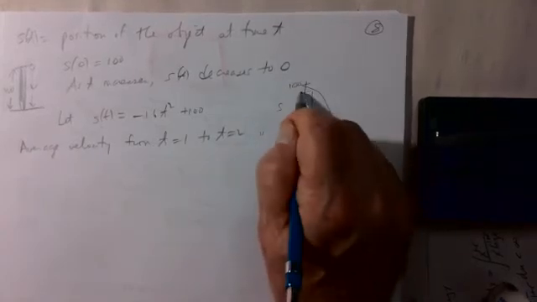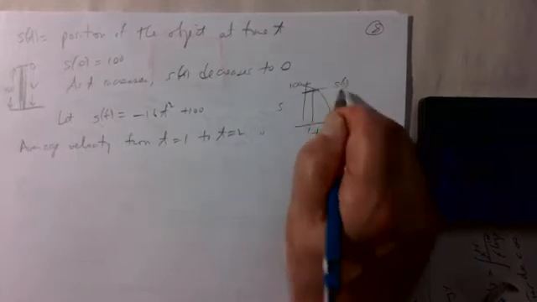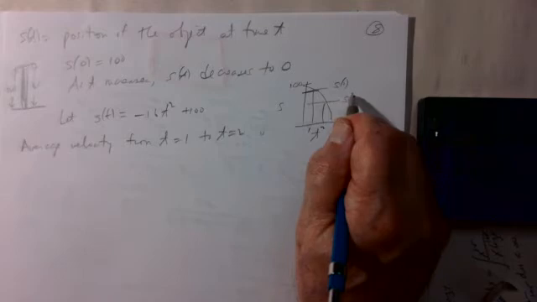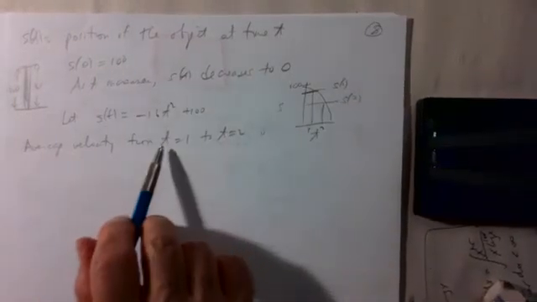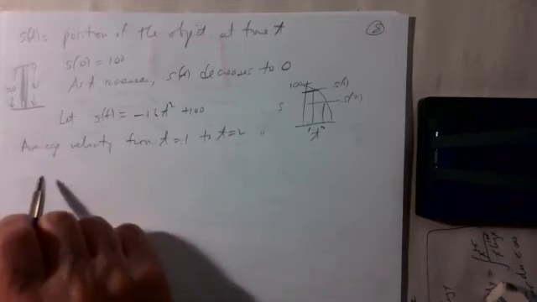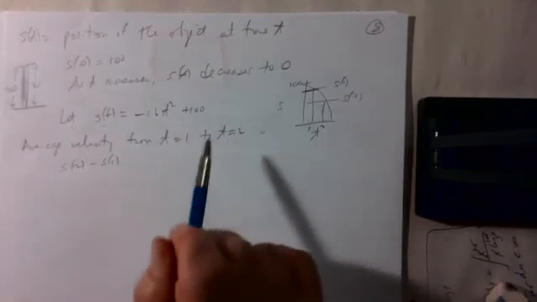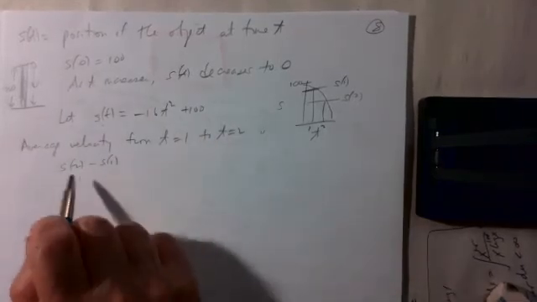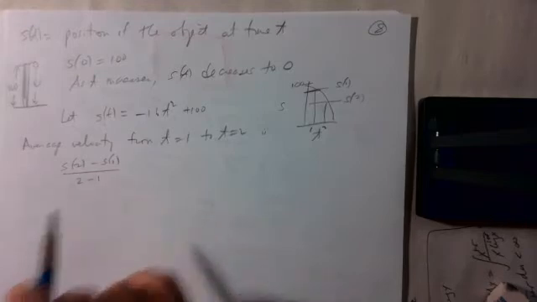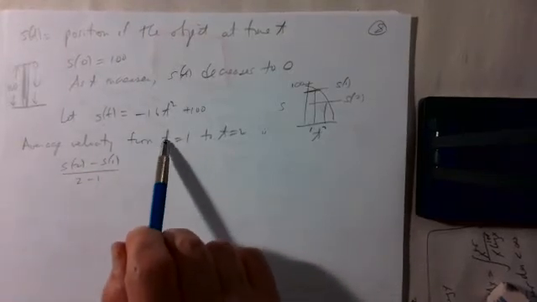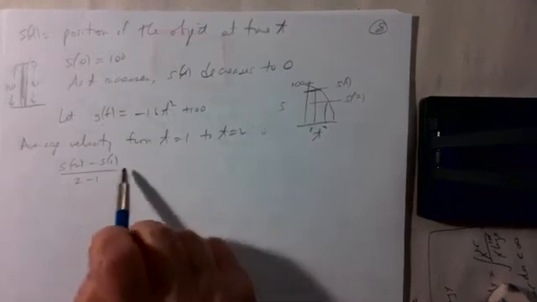At t equal 1, it's at some height, s of 1. At t equal 2, it's at some height, s of 2. So the distance it travels from time 1 to time 2 is s of 2 minus s of 1. It's falling, and this is how much it's falling. And if you divide that by the time interval, 1 second, this is the average velocity. It's the change in the height divided by the change in the time.